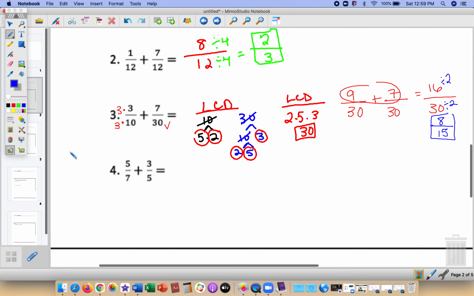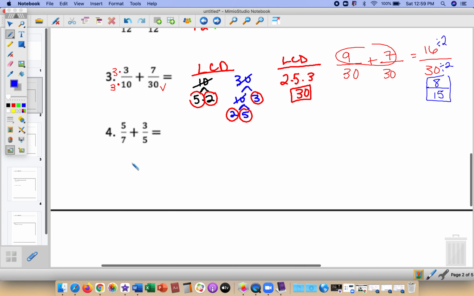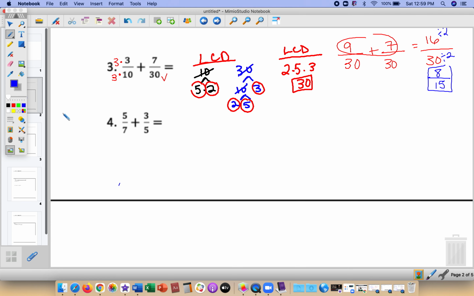Now for number 4, our denominators are 7 and 5. So if we're looking for an LCD, if we take 7 and 5 and factor, we get 7 and 5. So the common denominator needs to be a 5 and a 7, or 35. So then you ask yourself, once you find the LCD, what do I need to do to make both denominators look like that common denominator? So I need to multiply 5 by 7. I need to multiply the 7 by 5.